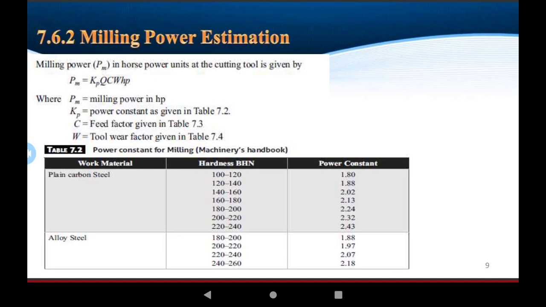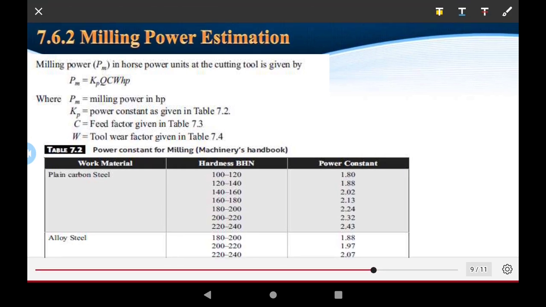First, the plain carbon steels. These are the materials used in milling operations, and the Brinell hardness number varies from 100 to 240 in steps. As the Brinell hardness number increases, the material strength also increases, and the power required also increases.